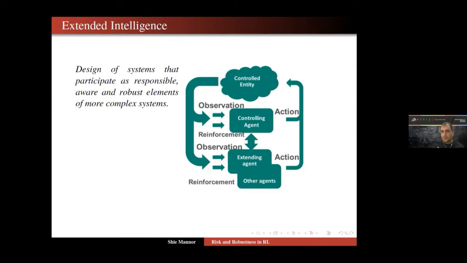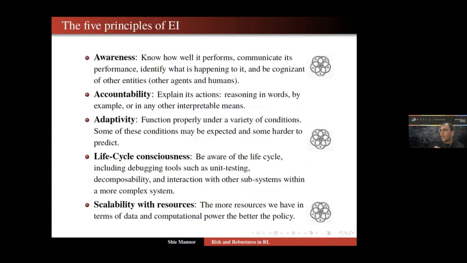In the case of a self-driving car, it's not a completely fully autonomous self-driving car, but rather a system that knows that it operates with a human in the loop, and the human is going to tell it what to do, take the steering wheel occasionally, and so forth. And there are 5 principles of extended intelligence, and that's how I value research in the field.